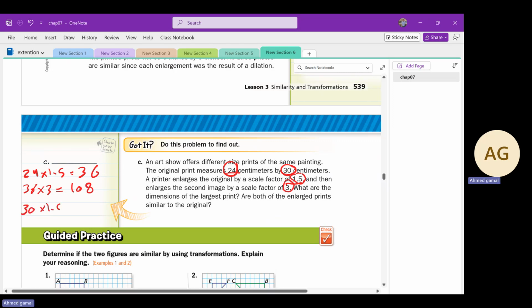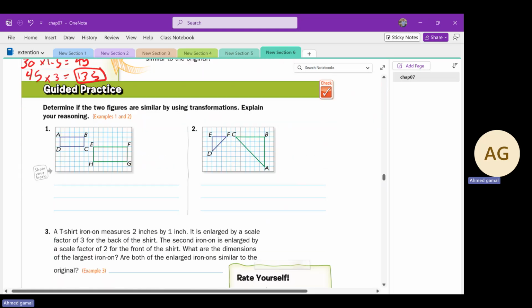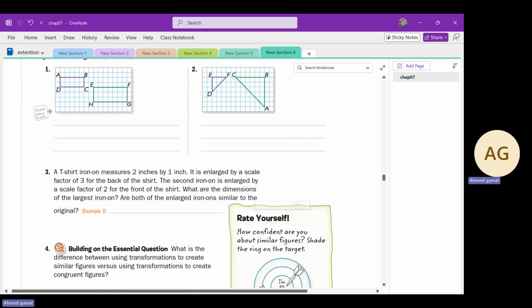The 30 times 1.5: the half of 30 is 15. Added to 30 gives me 45. After this, the 45 multiplied by 3 gives me 135. So the new dimensions are 108 and 135. These are the two main things that we need in this lesson.